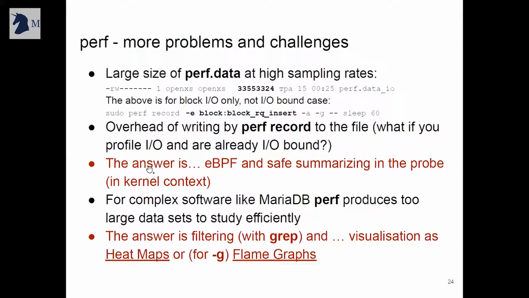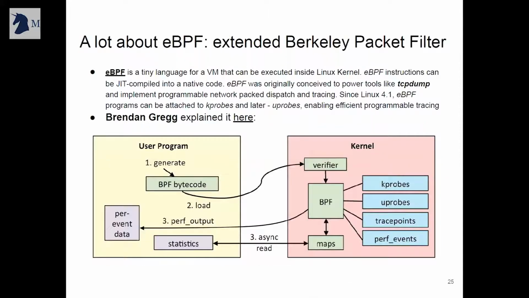The answer is to summarize the information and process it while in memory and in the kernel context. The answer is basically eBPF, extended BPF. And perf output with stack traces is too huge to work with, so we need some way to summarize it, maybe similar to pt-pmp, or visualize it. And here we have a nice answer in the form of heat maps or flame graphs, so we can represent it graphically. So these are the remaining topics of this presentation.